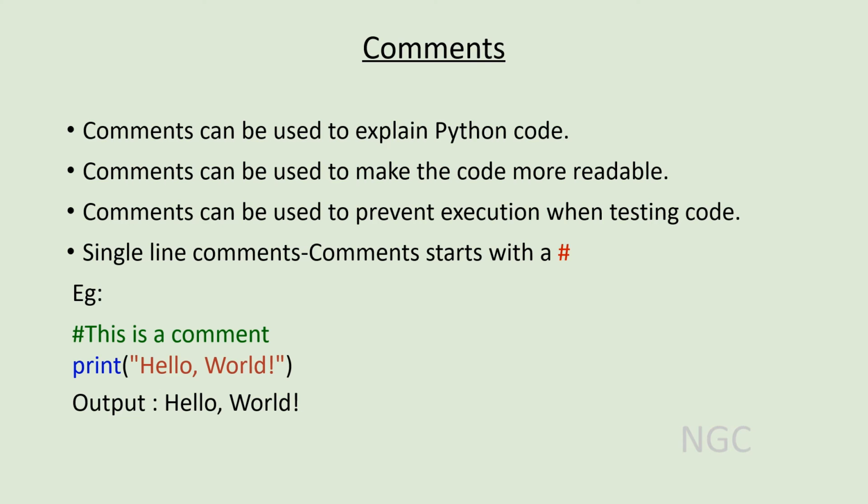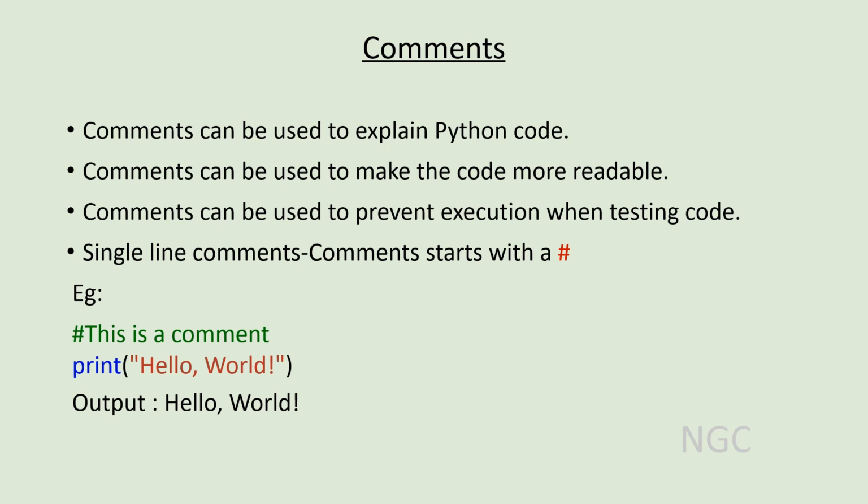Moving on to the comments in Python, the major use of comments is to explain the Python code. Comments are not executed. The interpreter ignores the commented lines. We have two kinds of comments, namely single line and multi-line. Single line comments start with a hash. So in the example given below, we have a comment here in the first line, which is 'this is a comment', and we start the comment with the hash symbol. So this line of code is not executed, and so the output is only hello world here.